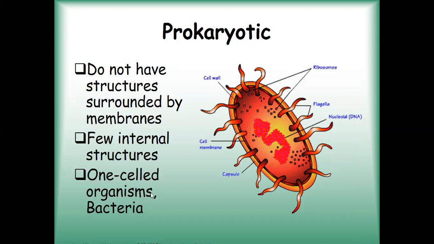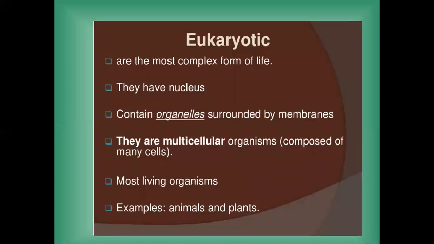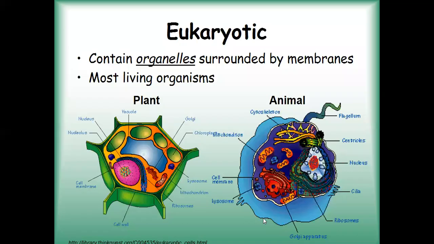Basically, all the unicellular organisms are known as prokaryotic. Their nucleus is not well developed. Then coming to eukaryotic organisms or eukaryons, they are the most complex forms of life. We all are eukaryotes. Why? Because our nucleus is well developed. If you see the structure of an animal cell, we have a well developed nucleus. We have different organelles present inside the cytoplasm, which are surrounded by membranes. So basically, all the multicellular organisms which are made up of many cells are eukaryotic. Examples are animals and plants.